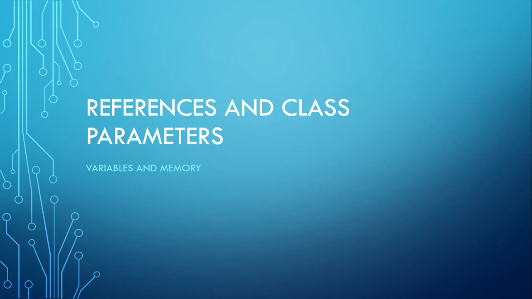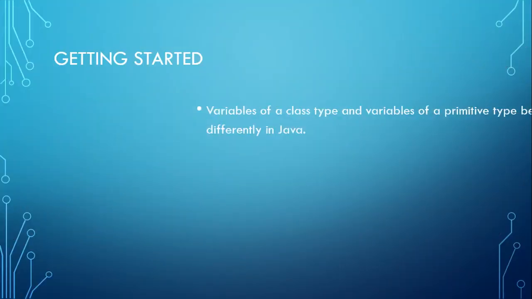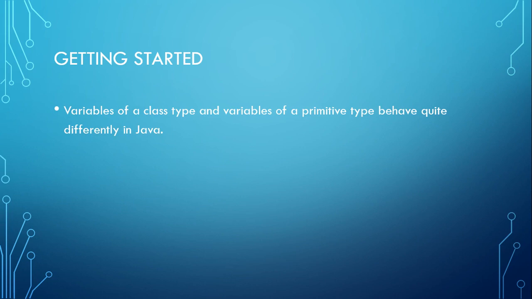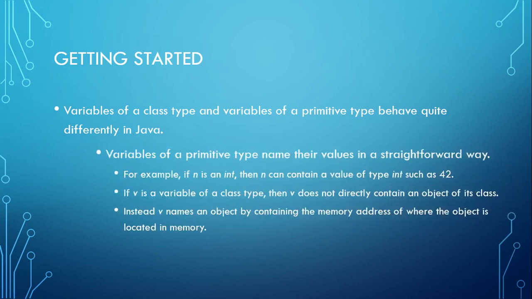We are now going to talk about references and class parameters. Particularly, let's talk about variables and memory. So getting started, variables of a class type and variables of primitive type behave quite differently in Java. We've seen this, for example, when we talked about the Integer class versus the int primitive type.